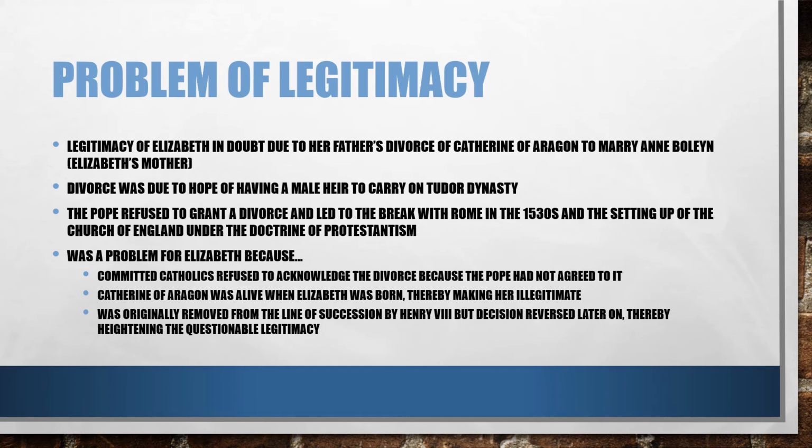This became a problem for Elizabeth at the start of her reign for three main reasons. One is that those that were committed to the Catholic faith did not acknowledge the divorce because the Pope, their leader, had not agreed to it. Catherine of Aragon was still alive when Elizabeth was born, and thereby that made her illegitimate. And Elizabeth was originally removed from the line of succession after the birth of Edward VI, but Henry VIII reversed his decision later on, but the impact of this was it heightened the legitimacy issue further.